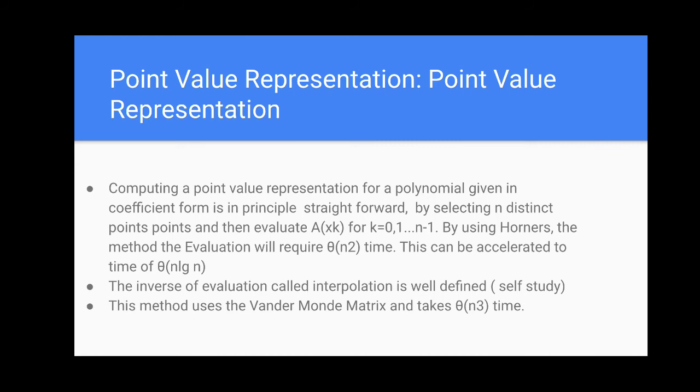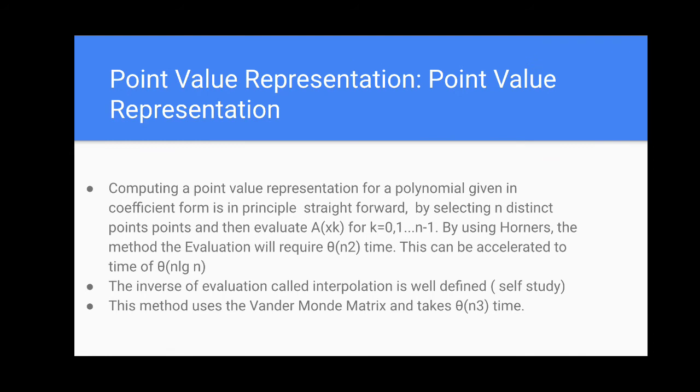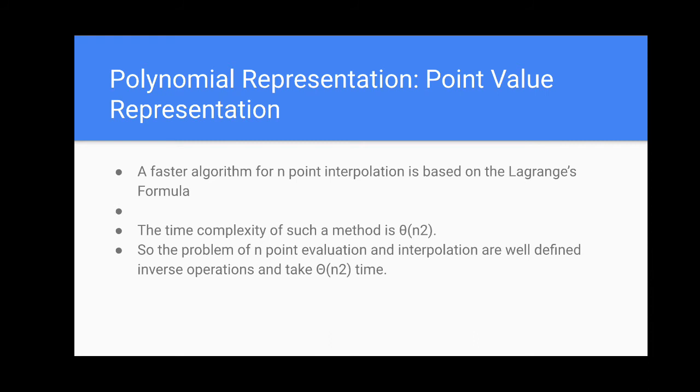The inverse of evaluation, called interpolation, is also well defined. The method uses the Vandermonde matrix, and this takes theta of n cubed time. There are other methods also. A faster algorithm for n-point interpolation is based on Lagrange's formula, and it takes theta of n squared time. We will not go into the details of that. So the problems of n-point evaluation and interpolation are well defined, and the inverse operations take theta of n squared time.